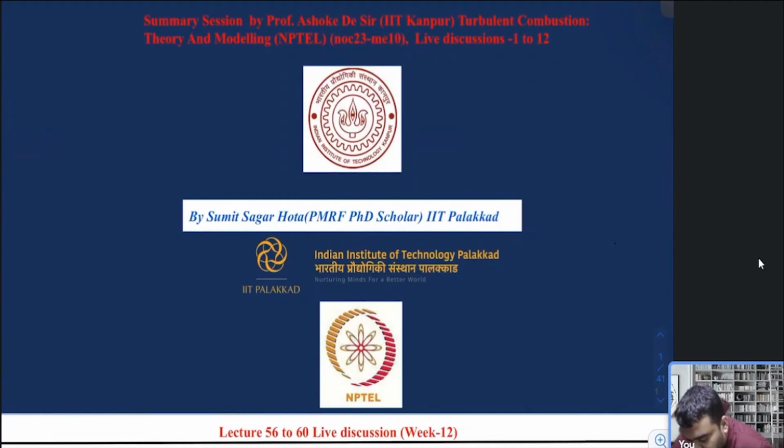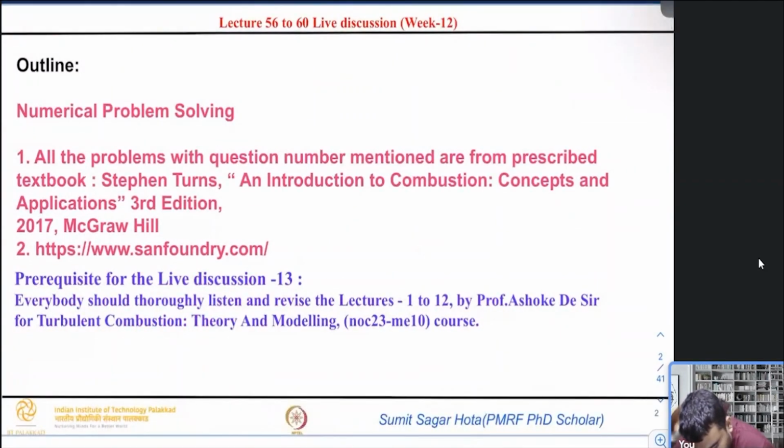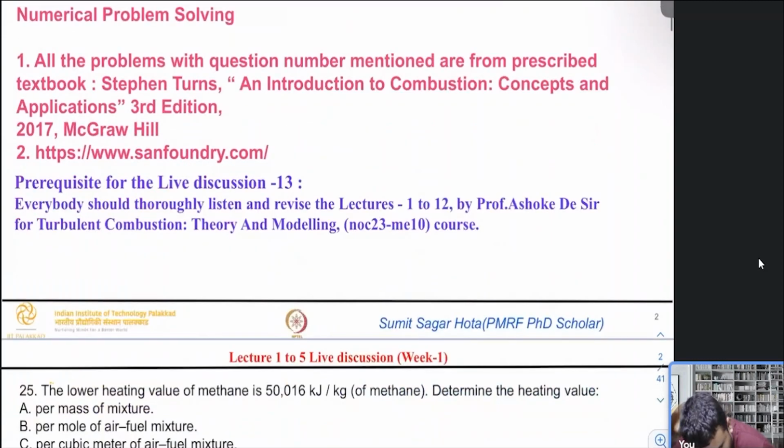This is the summary section of the course, Turbulent Combustion Theory and Modeling by Professor Ashok De, by NPTEL. In this section, we will see some of the important questions from different lectures and we discuss them. The questions are from both the prescribed textbook, Introduction to Combustion: Concepts and Applications, 3rd edition, 2017, McGill, as well as from the website www.sanfoundry.com.